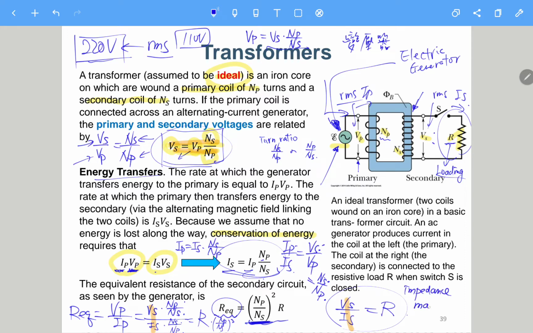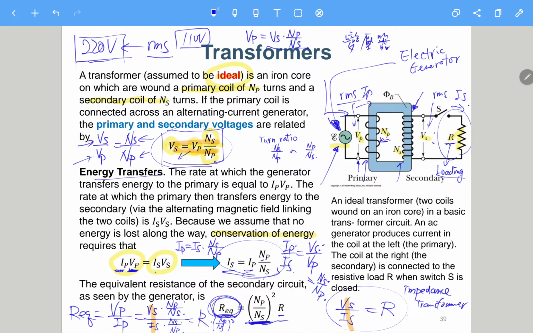Impedance matching or impedance transformation. Okay, so for this case, if Np is smaller than Ns, you can see this is Np, this is Ns, which is clearly larger. So if Ns is much larger than Np, what we can see in the primary coil is that the R equivalent is much smaller than R.